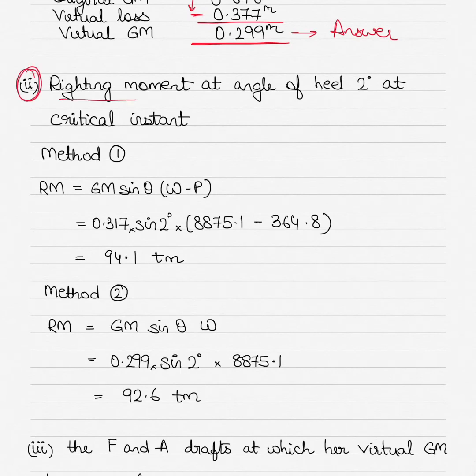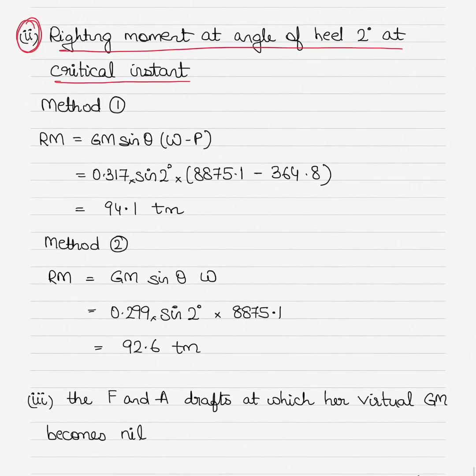So the second thing we'll calculate will be the righting moment at an angle of heel of 2 degrees at the critical instant. Like I said, as soon as a part of the vessel touches the block, a vessel might develop a heel. That heel could be big or small. If it is small, of course, if the GM is adequate, the righting moment, which is nothing but a moment that brings back the vessel to an upright condition, will be adequate.